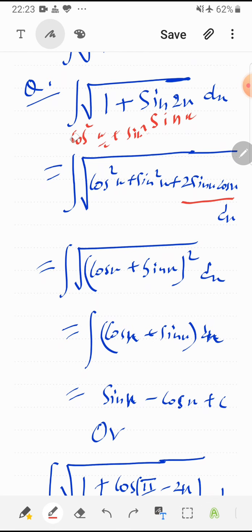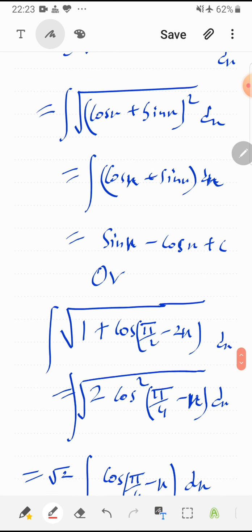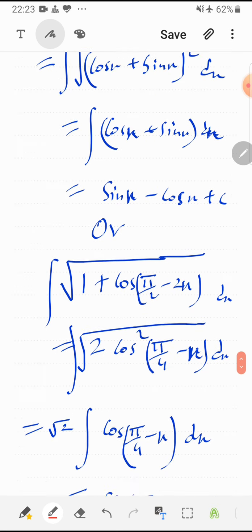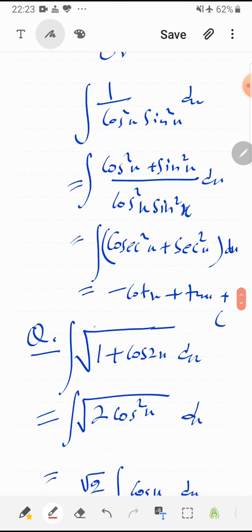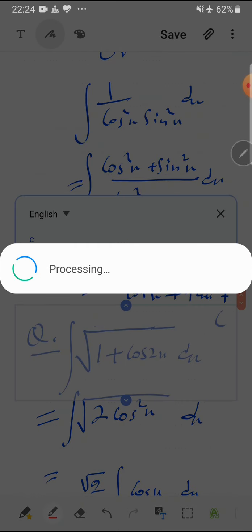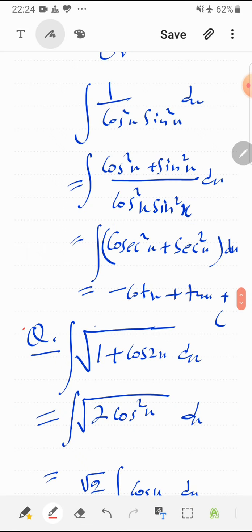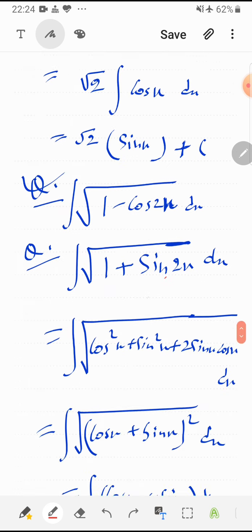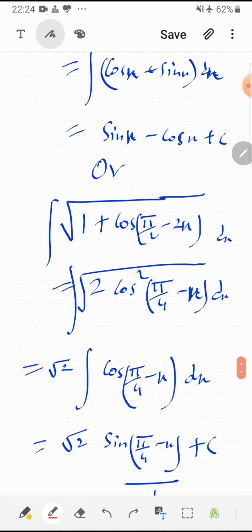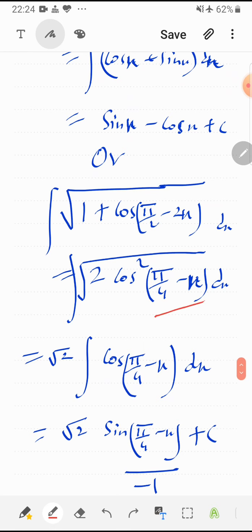Now another method of handling this question is that we can convert sin 2x as cos of 90 minus 2x, so that it is a similar situation to this question. So we can handle this by writing the 1 plus cos 2 theta formula. Remember, the angle is pi by 2 minus x, so the angle will be pi by 4 minus x, that means half of that. So after that it's very easy.